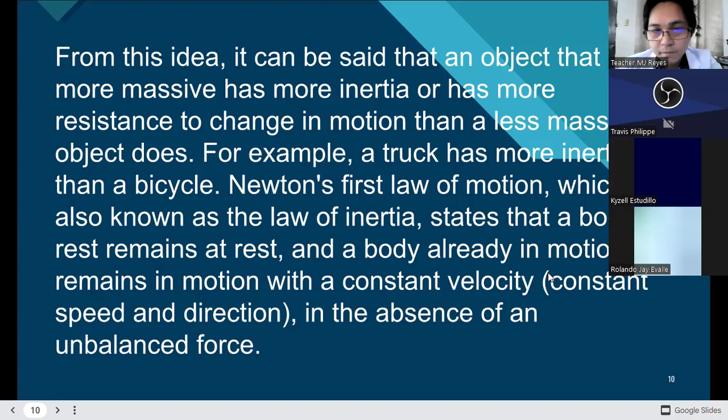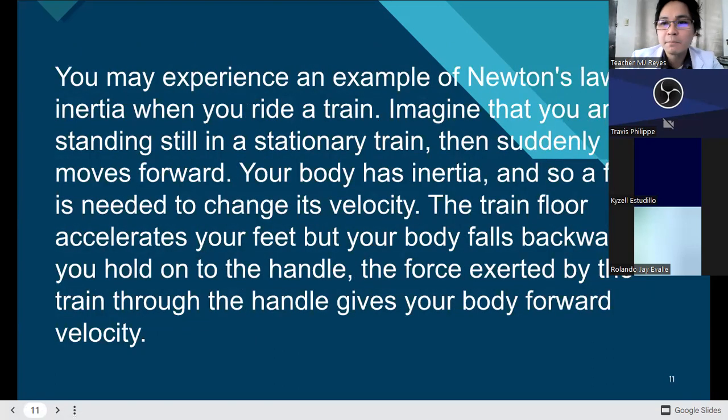No questions, sir. Okay, you may experience an example of Newton's first law of motion, inertia, when you ride a train. Imagine that you are standing still in a stationary train. Here in our setting, you can observe this on a bus. When I usually ride the bus, I observe the people standing in front of me. Once the bus accelerates, what could happen to these standing people? That is actually Newton's first law of motion.